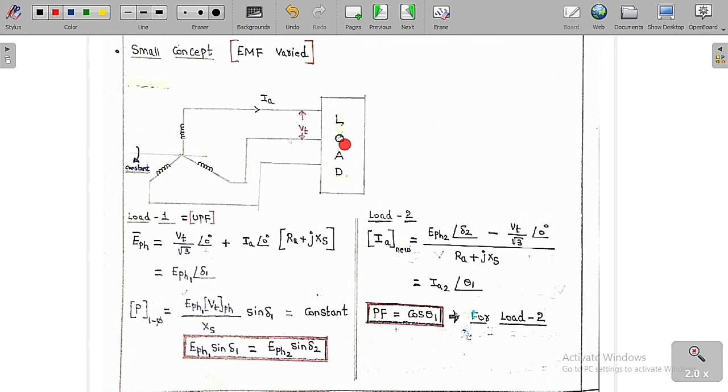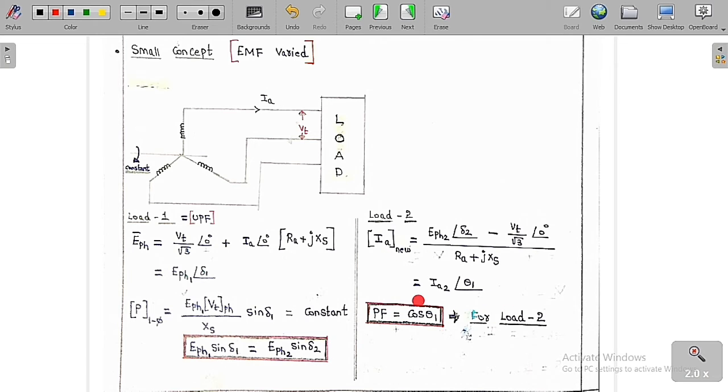So whenever you change the load, let me assume the terminal voltage is a constant. You are going to change the EPH because we are going to change the excitation also. So it is EPH2 at an angle of delta 2, divided by RA plus JXS. If you solve this, we are going to get IA2 at an angle of some theta 1. The theta 1 is the power factor angle between the terminal phase voltage and the armature current.